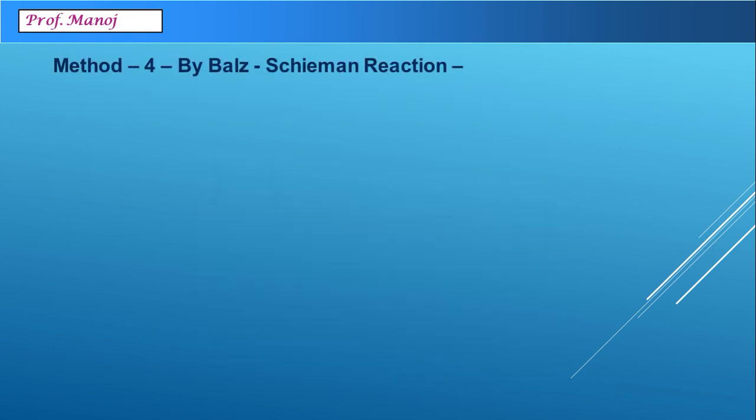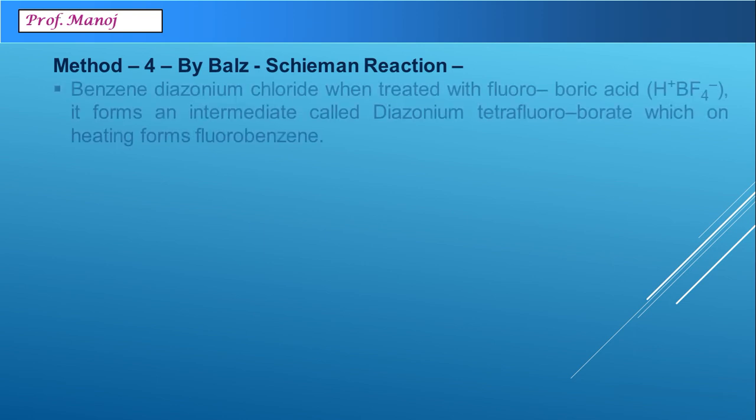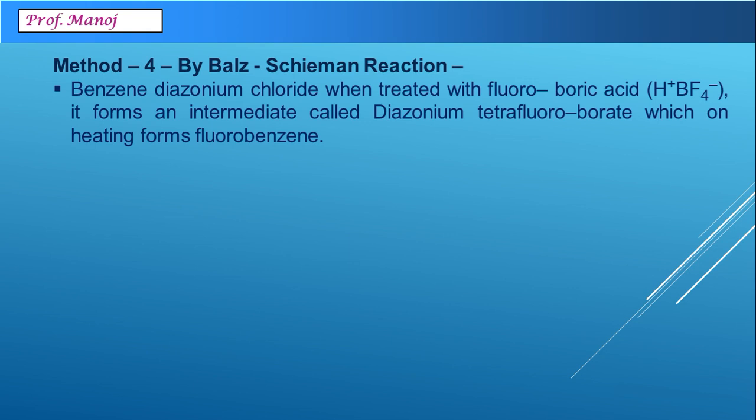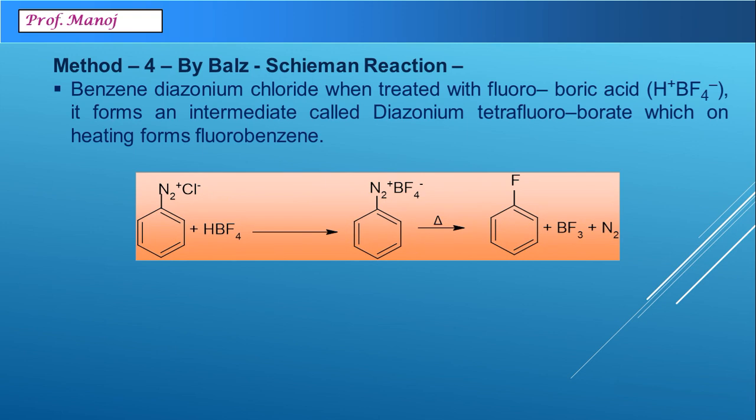We said earlier that creating fluorobenzene is a little difficult process and it is achieved by a process called Balz-Schiemann reaction. This is also carried out using the same starting material, benzene diazonium chloride. But now this is treated with a substance called fluoroboric acid with a formula HBF4. We generate a substance here called diazonium tetrafluoroborate, which on further heating forms fluorobenzene.